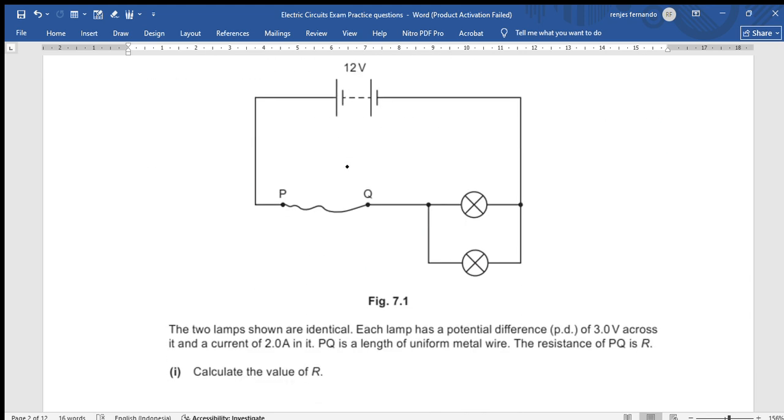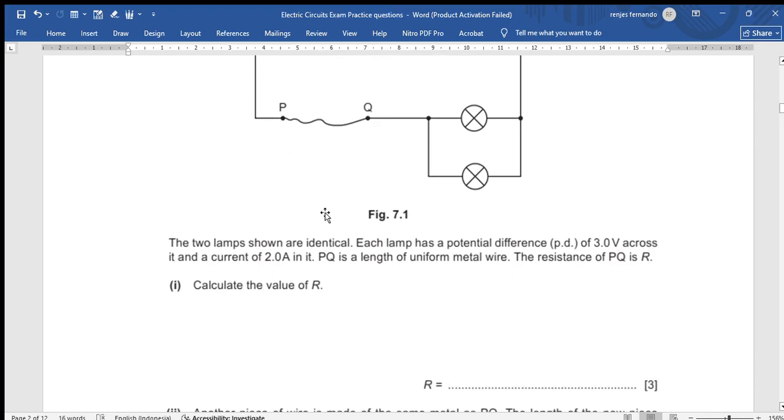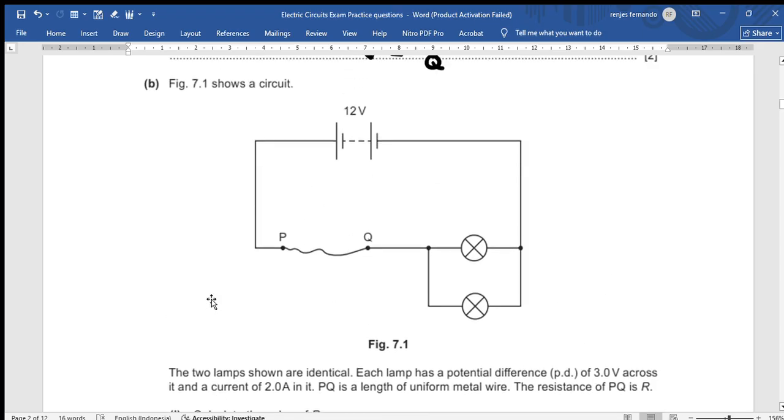The next one: the two lamps shown are identical. Each lamp has a potential difference of 3 volts across it and a current of 2 amps in it. PQ is a length of uniform metal wire. The resistance of PQ is R. Calculate the value of R. So what is the resistance of PQ?